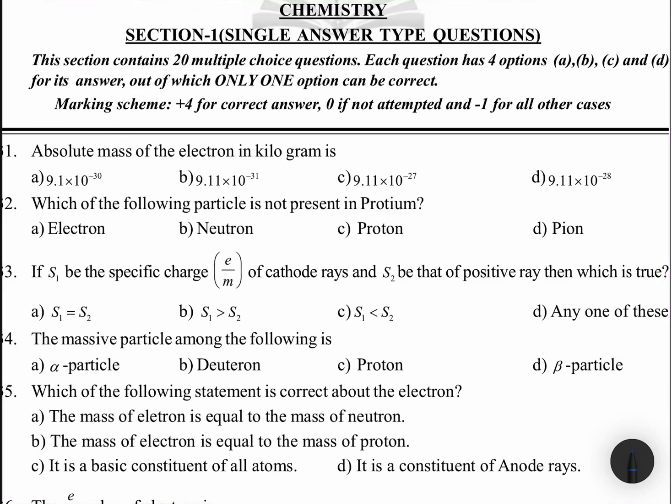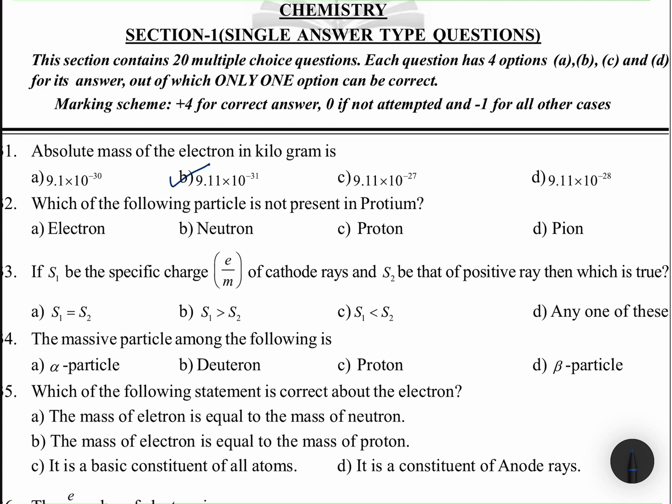Atomic structure, 30 questions we'll discuss now. It is like an exam paper. Absolute mass of the electron in kilogram is 9.1 × 10^-31 kilogram. So option 2 is right.